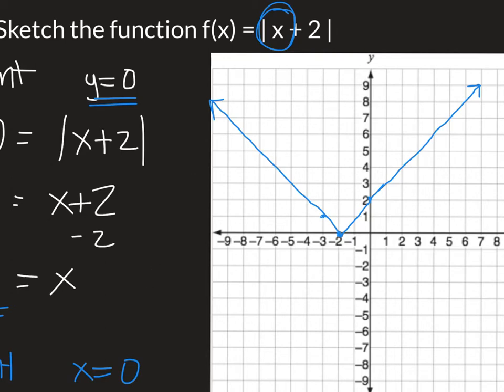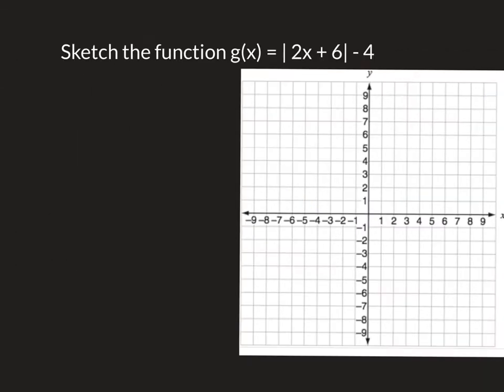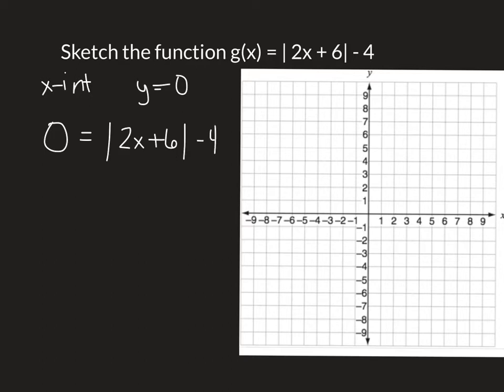Let's look at another one real quick, a little bit more complicated. Here we have the absolute value of 2x plus 6, minus 4. Let's put some points on here. Once again, let's find the x-intercepts. Remember, for the x-intercept, that's when y is 0. So we set 0 equal to the absolute value of 2x plus 6, minus 4. Now we solve this equation for x. So 4 equals the absolute value of 2x plus 6, and so on and so forth. We split this into two equations.